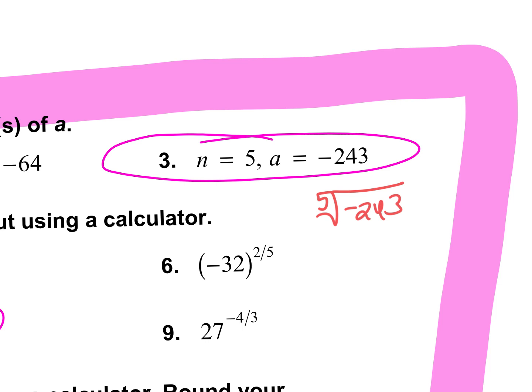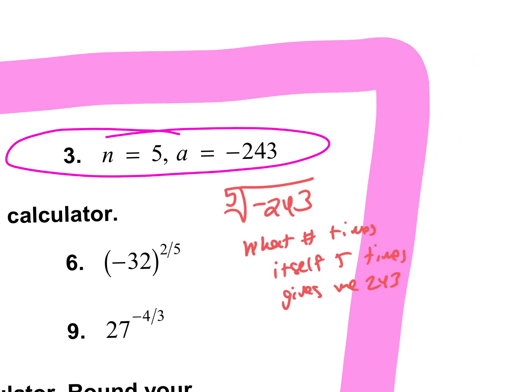What's the cube root of negative 8? What number times itself 3 times gives you negative 8? Negative 2. Can you take the odd root of a negative number? Yes. Can you take the even root of a negative number? No. What's the square root of negative 4? Imaginary, right? So all this question is asking is what number times itself 5 times gives me 243. And I know it's going to be negative. So you guys are like, I don't have a calculator. That's okay.